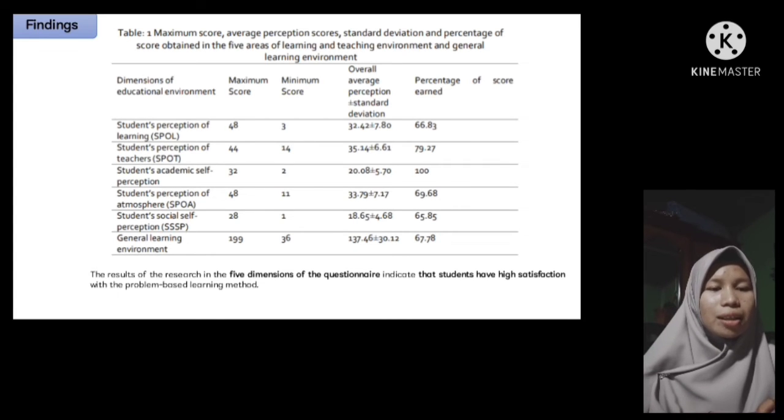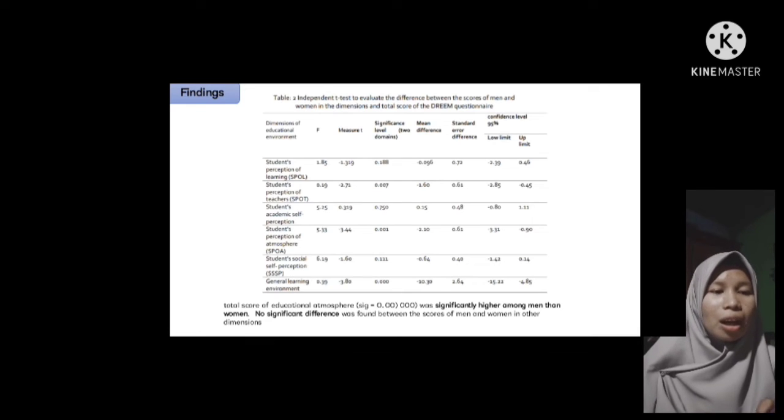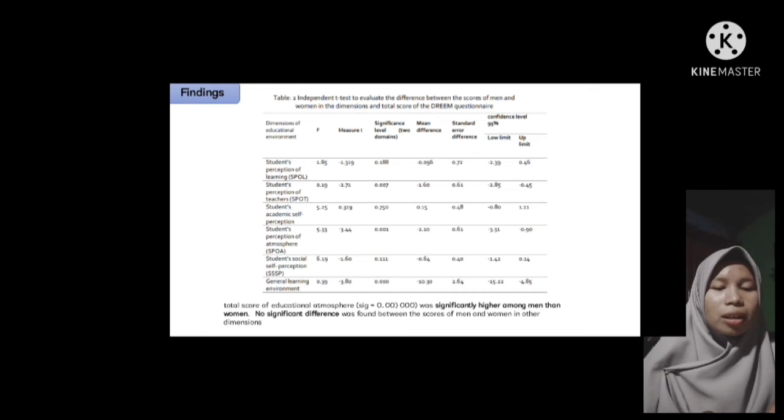The research in the 5 dimensions of the questionnaire indicates the students have high scientific satisfaction, in which the different dimensions relate to the teaching of Islamic education course with the problem-based learning method, to find out whether there is a significant difference between the score of the two groups of girls and boys in the 5 dimensions.